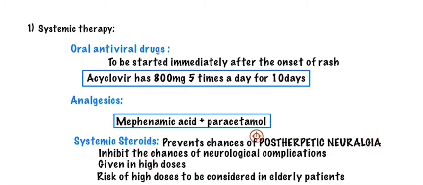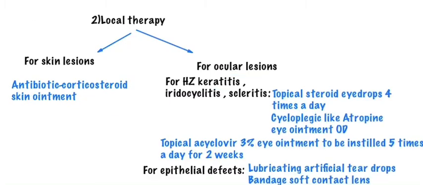For a complication like post-herpetic neuralgia, which is a very common complication in HZO, you have to take the systemic steroids. So systemic steroids used in HZO are actually for post-herpetic neuralgia. What it does is it inhibits the chance of any neurological complications, and this has to be given in high doses to prevent the neuralgia. But you also have to think that in elderly people we cannot give high doses, so there have to be alternatives.